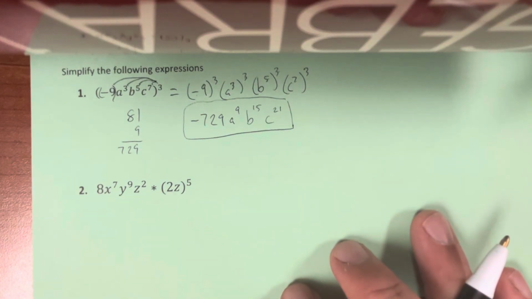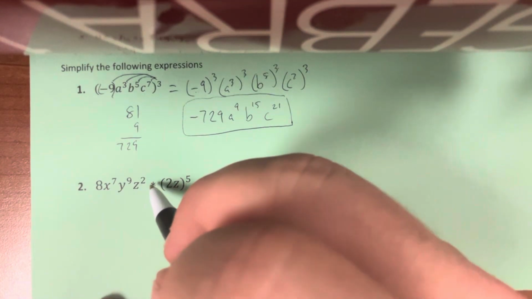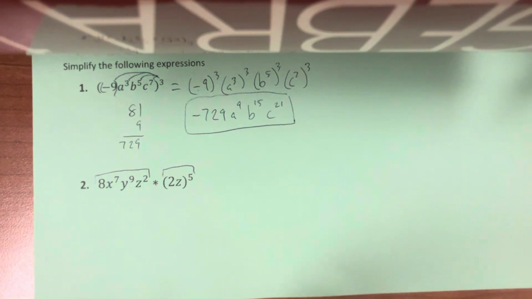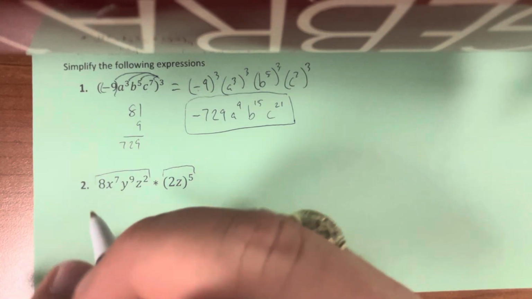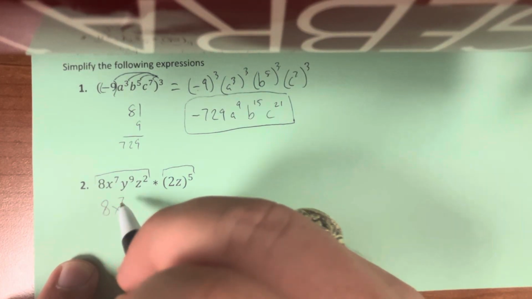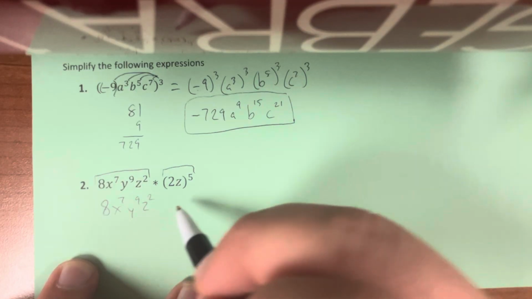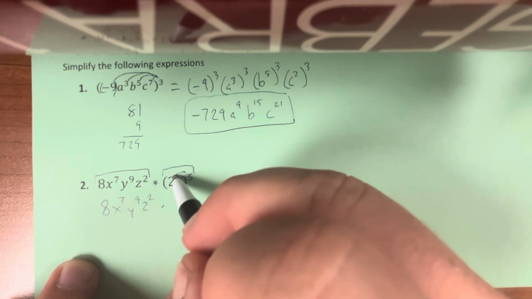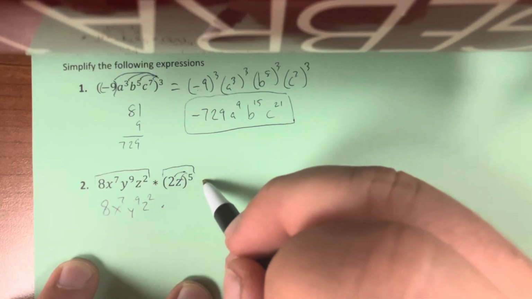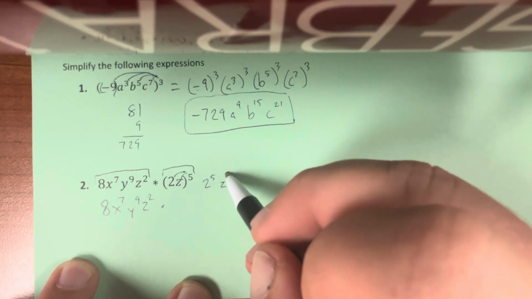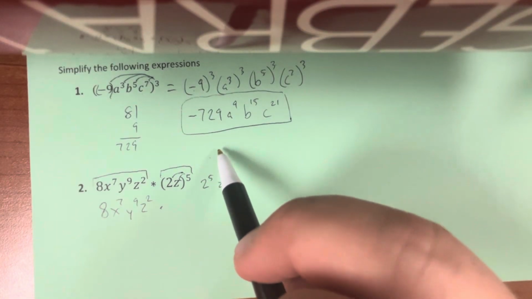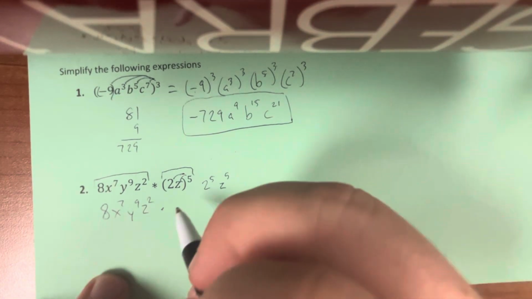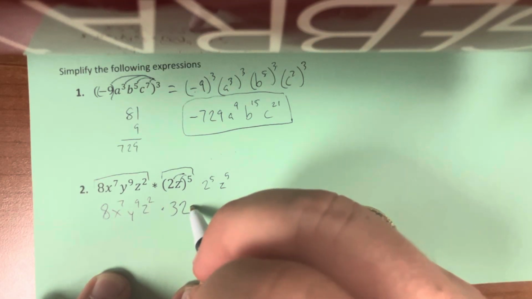All right, going to the next one. So this one has a times. I'm going to separate this and look at these two separately, and then we'll put them together as we can. For here, there's nothing that I can do. I can't change anything, so I'm just going to drop it down as it is. 8x to the 7th, y to the 9th, z squared times, but now this 5 is going to go to everything. So again, that's going to be 2 to the 5th and z to the 5th. And so 2 to the 5th is going to be 2, 4, 8, 16, 32, and then z to the 5th.